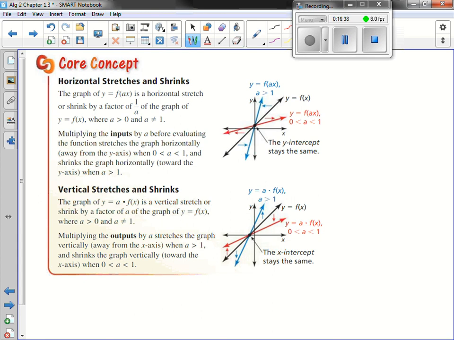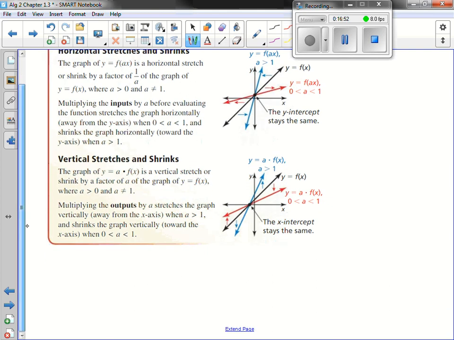A horizontal shrink means it's moving slower. But we're not going to focus too much on horizontal stretch because there's a lot of stuff in it that's really complicated and really confusing to try to keep straight. So I don't really talk about horizontal stretch and shrink too much. But what we will talk about is vertical stretch and shrink.